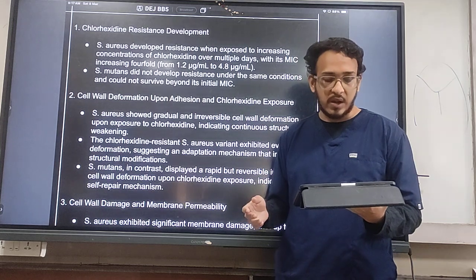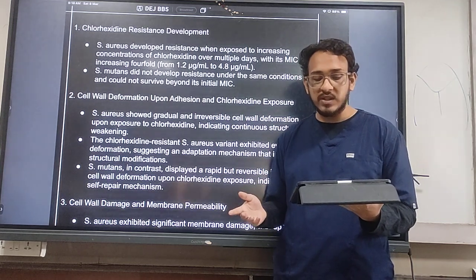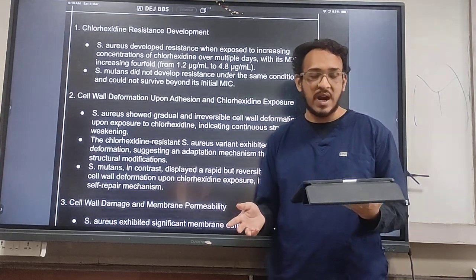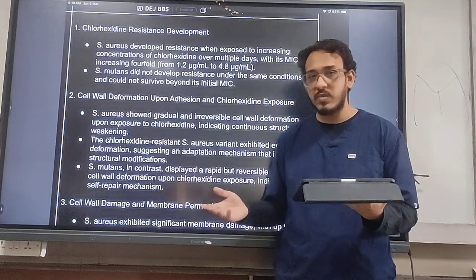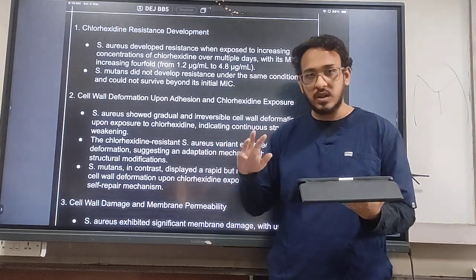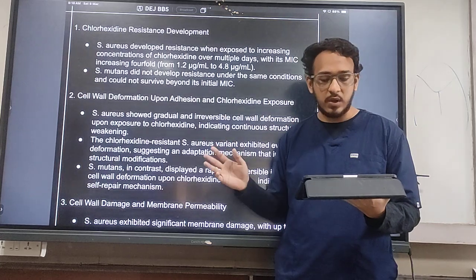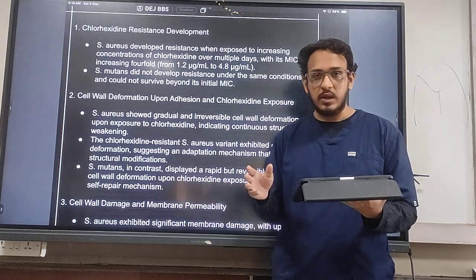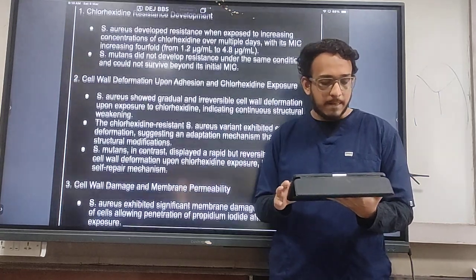S. mutans did not develop resistance under the same conditions and could not survive beyond its minimal inhibitory concentration. So these changes were noticed in both the bacteria.